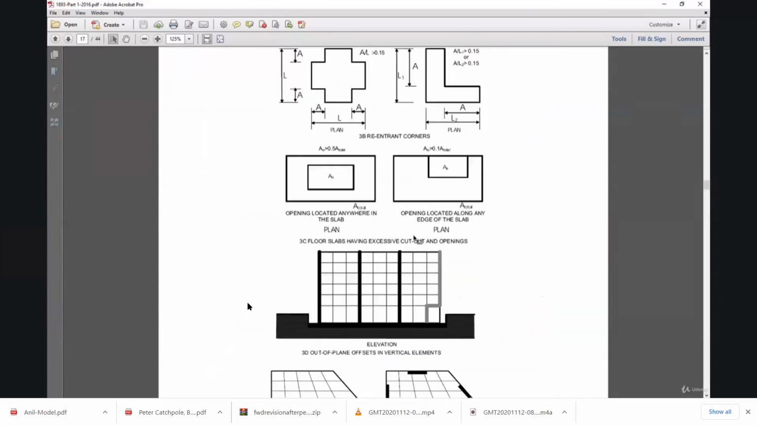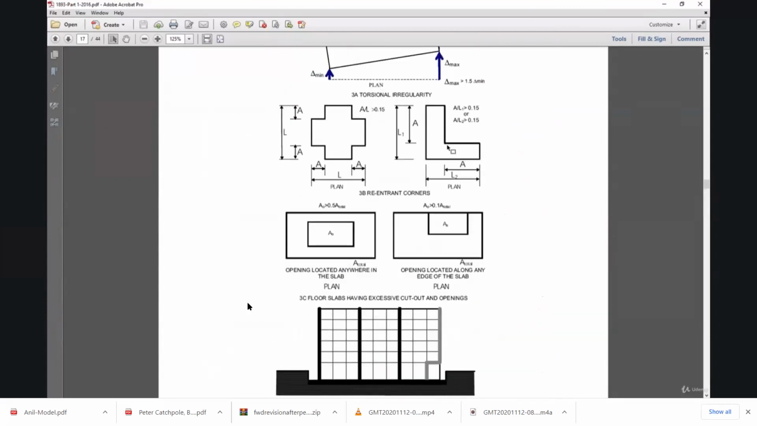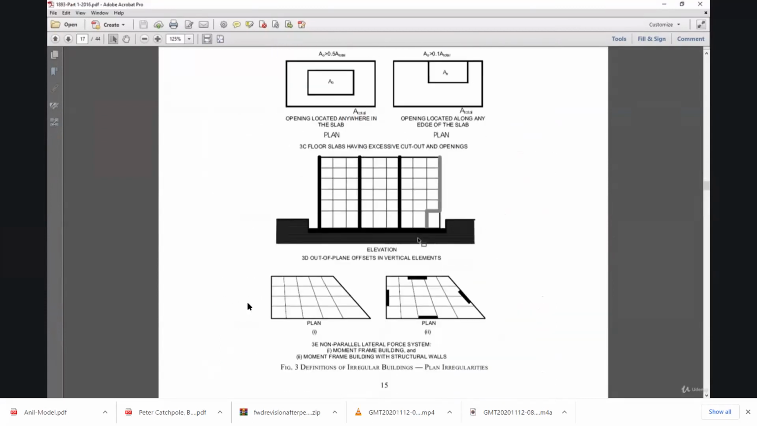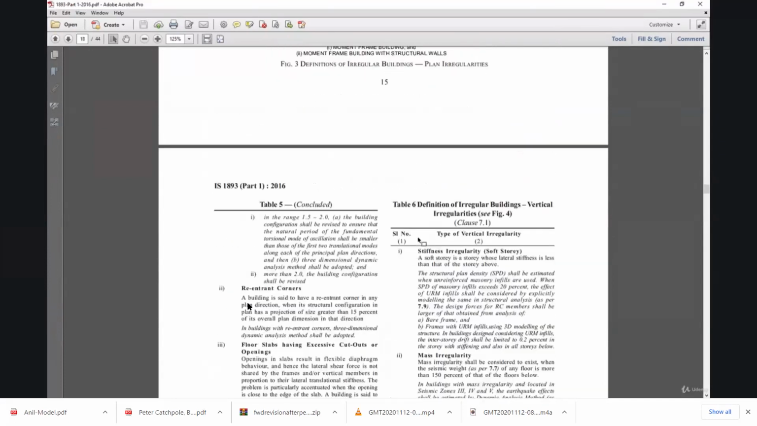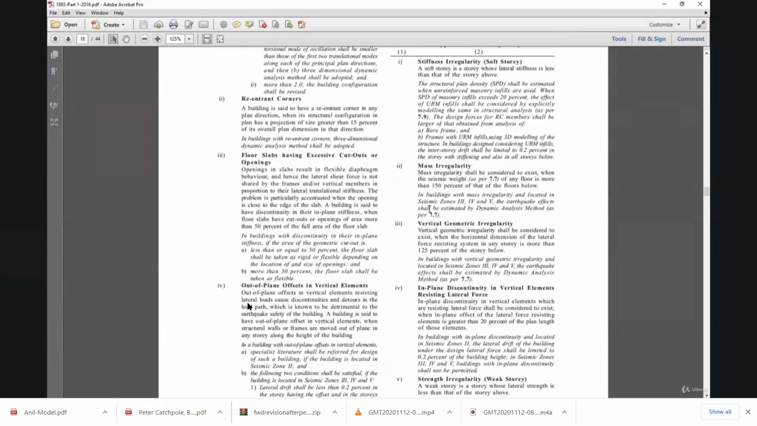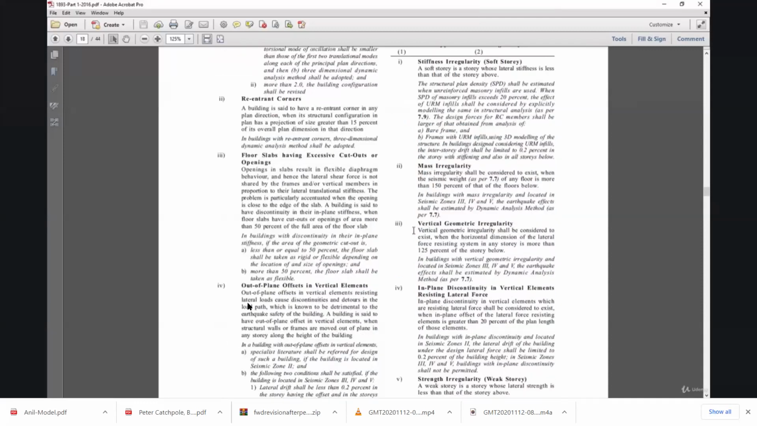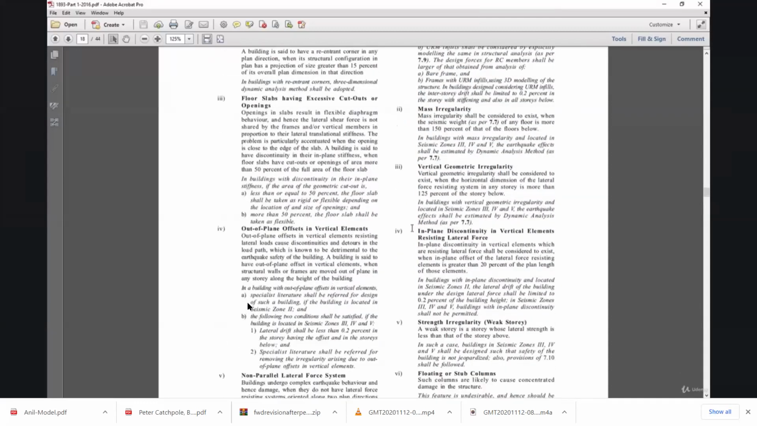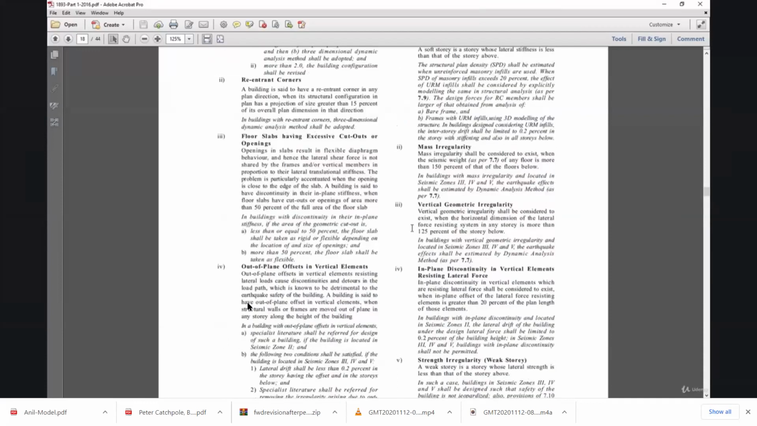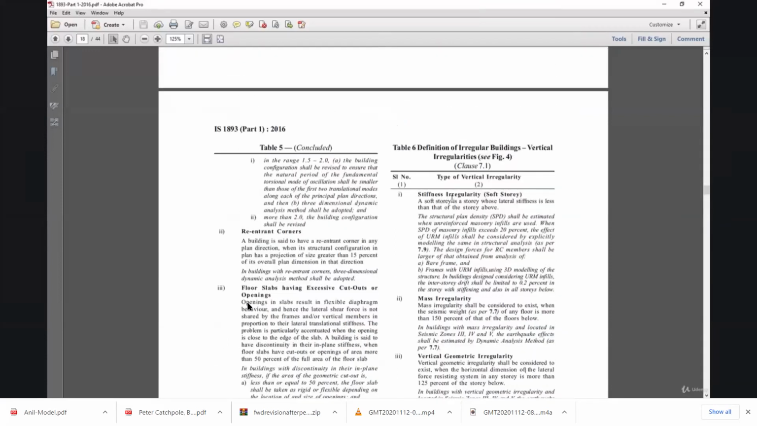Re-entrant corners we have already studied in our previous lecture. This is a re-entrant corner here, and this is a re-entrant corner here. Stiffness irregularity. The code has a very important table, Table 6. Whenever we are designing a building, we should make sure that all the concepts in this Table 6 are followed.